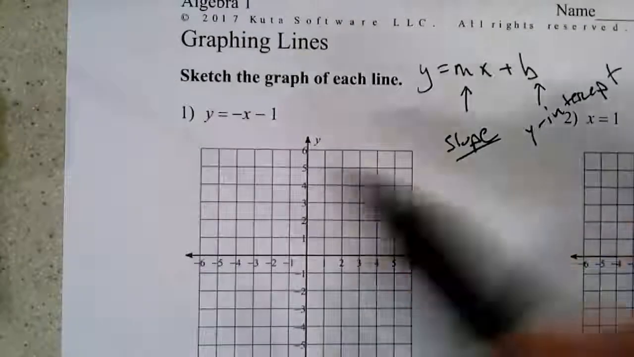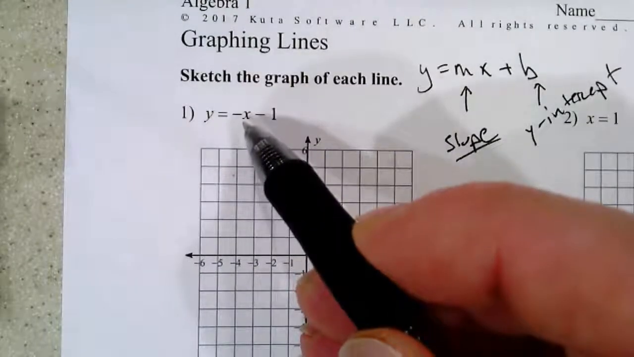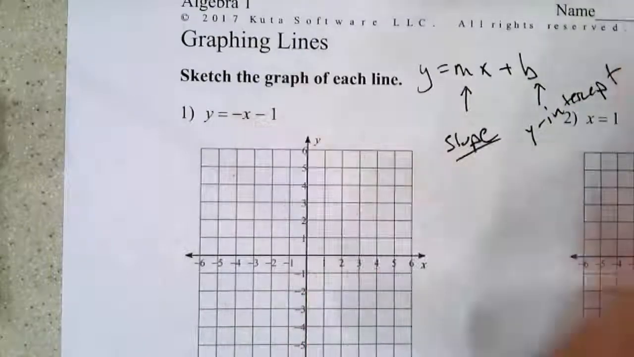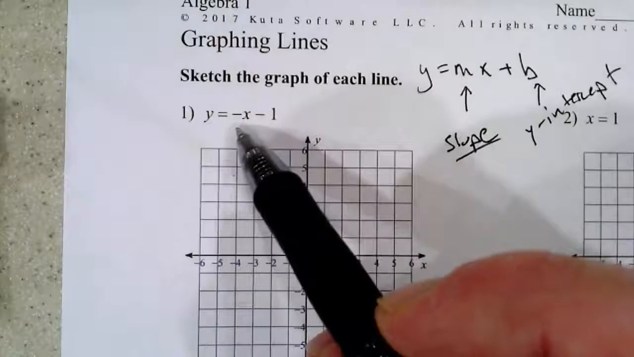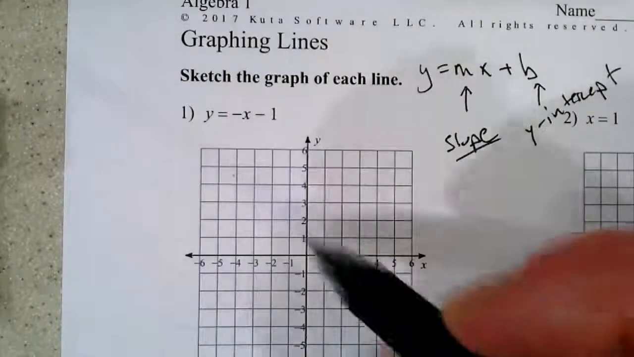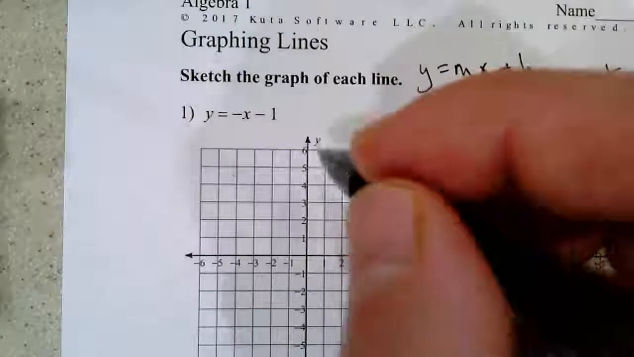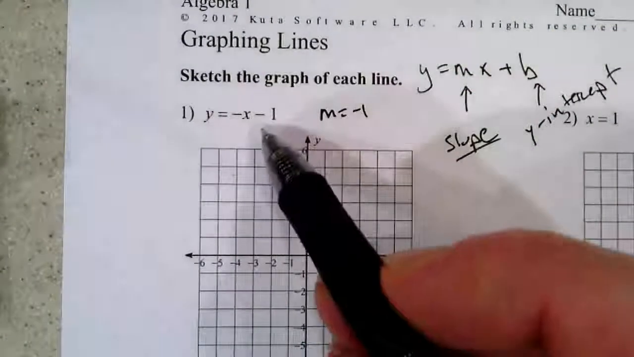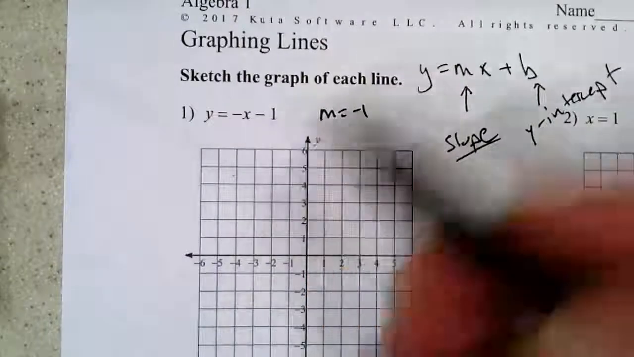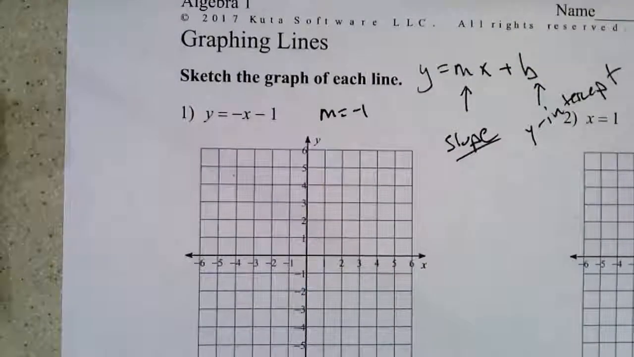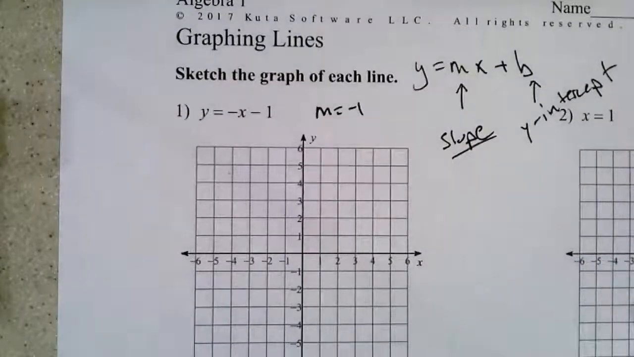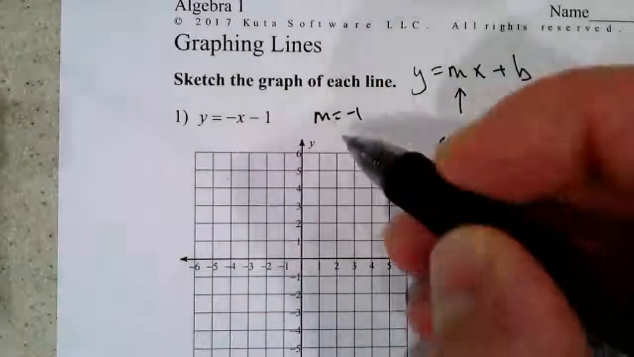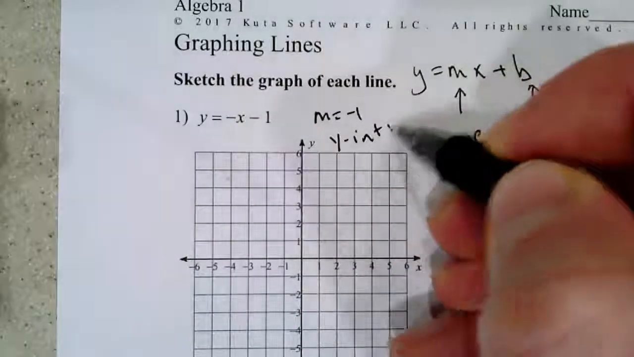Okay. So the slope in this case, you'll notice there's no number out front of the x, the coefficient of x. There's no number there, but you can always pretend like there's a 1, and in this case, because it's a negative, it's a negative 1. So the slope is negative 1. So I'm going to put m equals negative 1. The y-intercept, notice it's negative, negative 1.